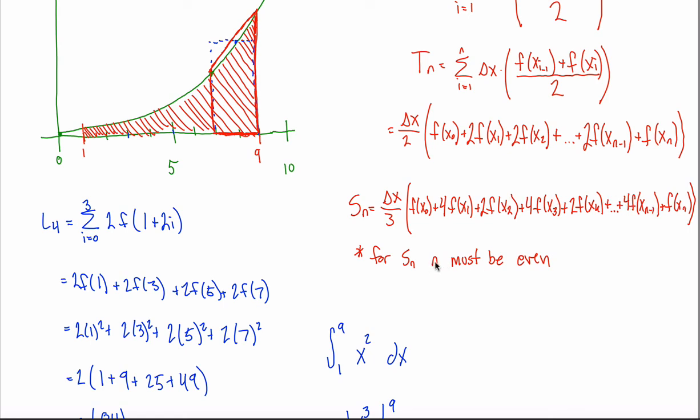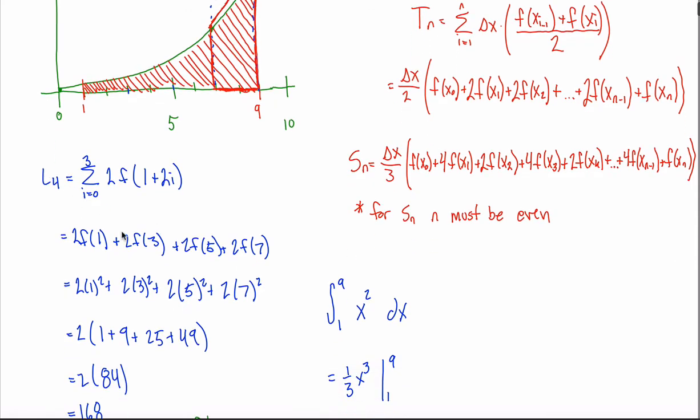Well, it's because n must be even for Simpson's rule to work. And if n is even, the way these will alternate is you will always have 4 as your second term and 4 as your next to last term. So I can't ask you to do S7, it doesn't make sense, but I could ask you to do S6 or S8. We could even do S4.